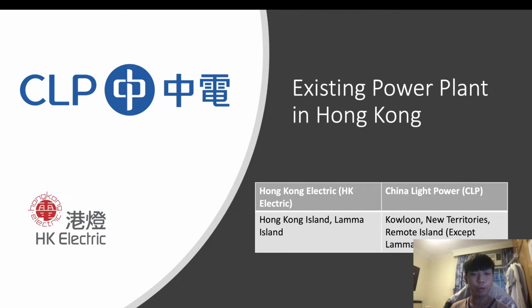So these are the two major plants in Hong Kong, not the major plants, the only two power plants in Hong Kong. Their responsible areas are different. Hong Kong Electric is responsible for Hong Kong Island and Lamma Island. CLP is responsible for Kowloon, the New Territories and the remote islands, except Lamma Island.